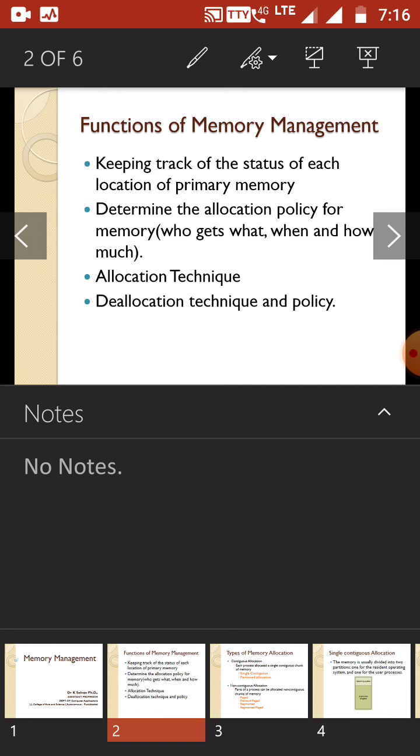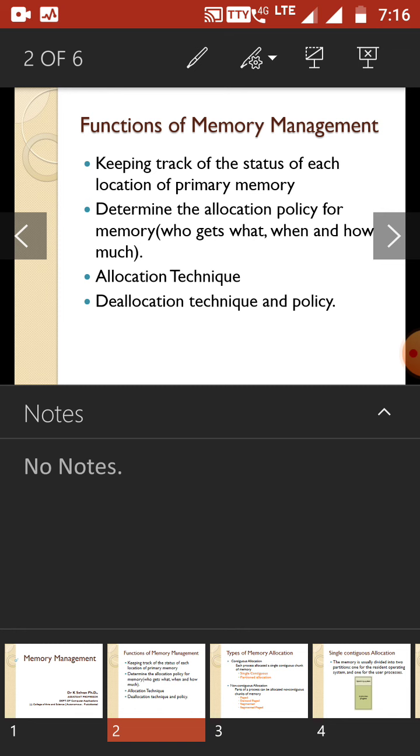The operating system is the major software that maintains a list of which bytes are free and which bytes are allocated. This is the first major function. The second one is to determine the allocation policy for memory. Here the questions are who gets what, where and how much.